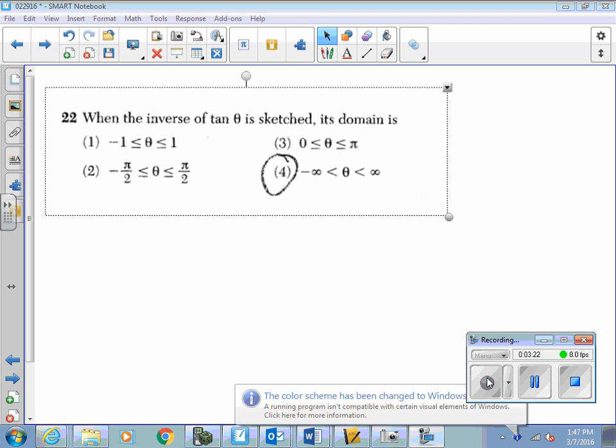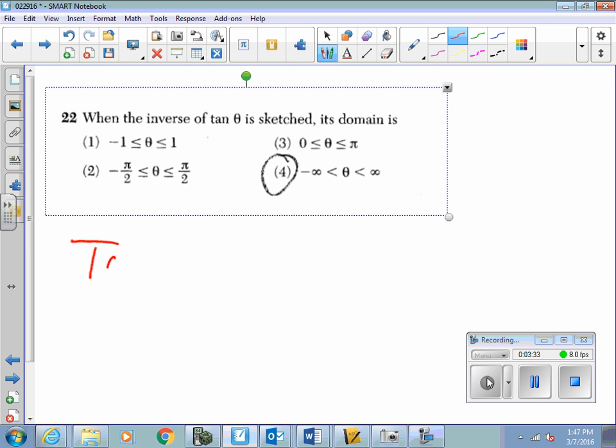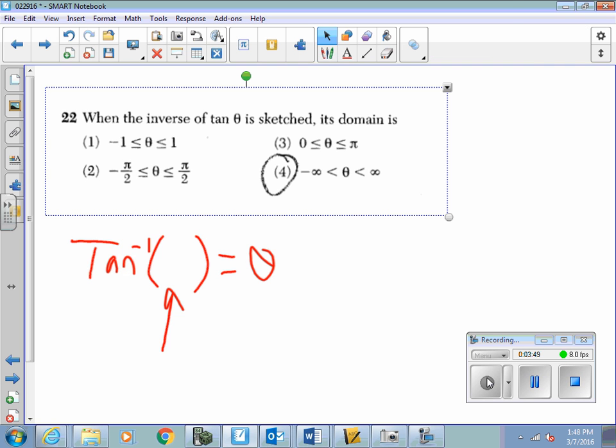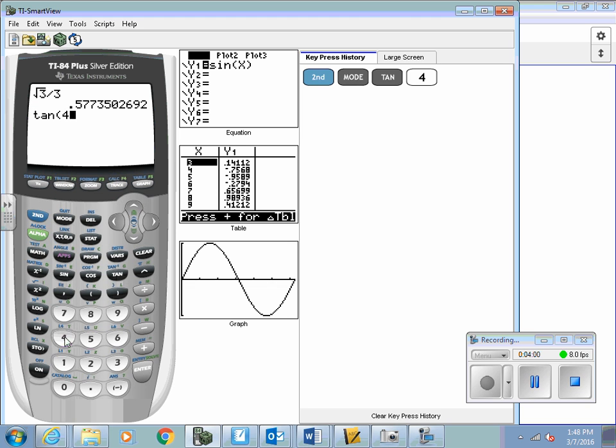Okay, looking at number 22, it says when the inverse of tangent theta is sketched, its domain is what? So remember, when you're doing the inverse, it's tangent -1 of some ratio of sides is equal to theta. So basically, your domain is what you're plugging in. Remember, when you're dealing with trig functions, if you have a regular trig function, I'm going to go to the calculator here. I'm going to do tangent of an angle. So maybe tangent of 45.